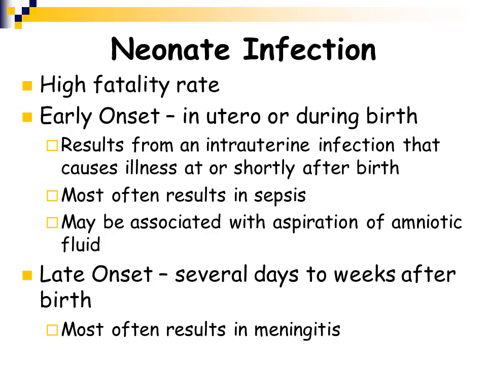So this results when a pregnant mother is infected with Listeria monocytogenes. It can result from an intrauterine infection. It causes illness in the baby very shortly after birth. It usually causes a sepsis. So the baby starts getting very sick very rapidly after birth. And it can be associated with the baby aspirating amniotic fluid and then getting a septic infection that way.